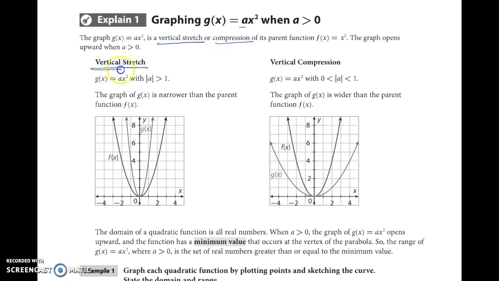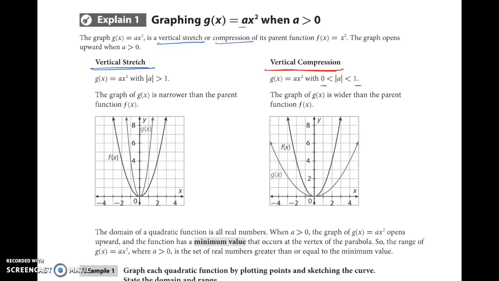In this case we have a vertical stretch when a is greater than 1. So numbers that are greater than 1, let's say it's 2. If this was 2, it would be a vertical stretch. If it was 3, it'd be a vertical stretch. If it was 4, it'd be a vertical stretch. A vertical compression, however, is when a is between 0 and 1. Numbers between 0 and 1 are fractions or decimals less than 1. So we could say if a was 1/2, or 1/3, or 2/5, right? Those are all numbers less than 1. And this is what it would do to the graph.